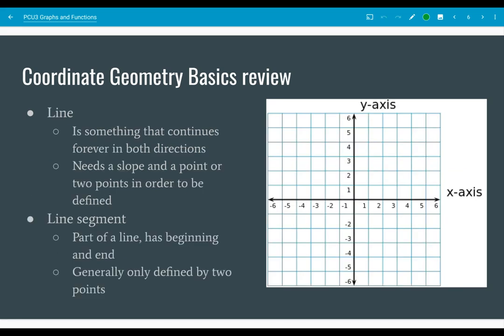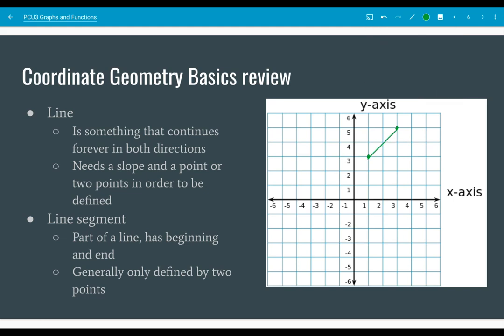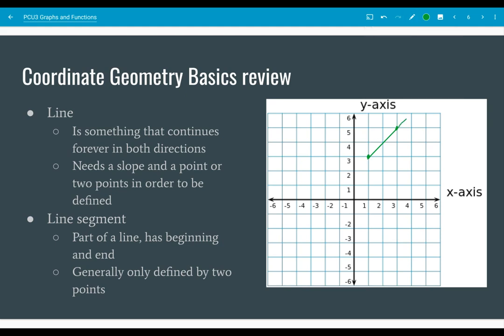Some more review. A line is something that continues forever in both directions. Two things we need to graph a line is either a point and a slope or 2 points. So let's look at the 2 points for a second. Let's say I had (1, 3) and (3, 5). So that's my 2 points. And then I can take a straight line and connect them. Now, for a line, typically we keep it going and we put an arrow on either end. The arrow means it's a line. It continues in both directions.